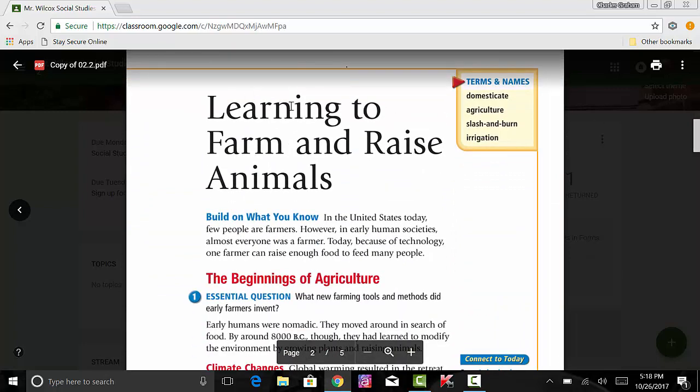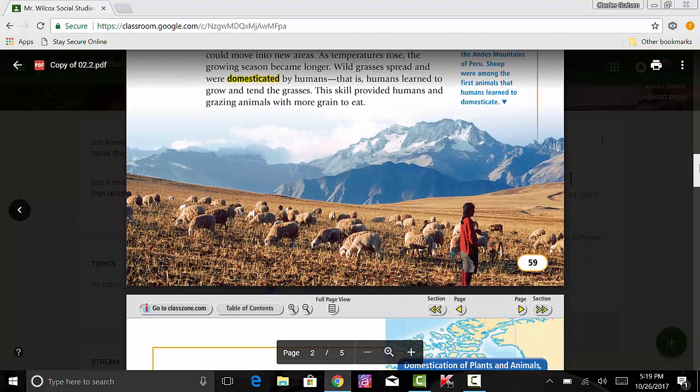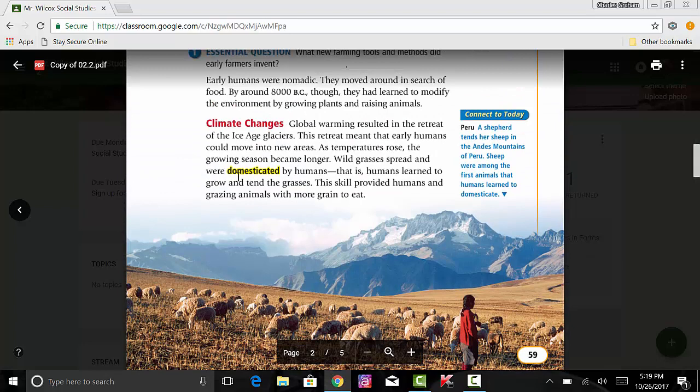Go through and read the headings. Learning to farm and raise animals. Build on what you know. Terms that you're going to need to know are up top, and you're going to see those highlighted in yellow. Beginnings of agriculture. Climate changes. Notice they put them in red so that they stand out. There's a vocabulary word highlighted in yellow.